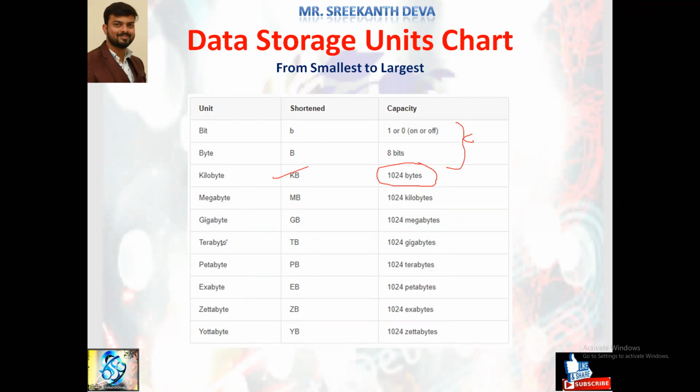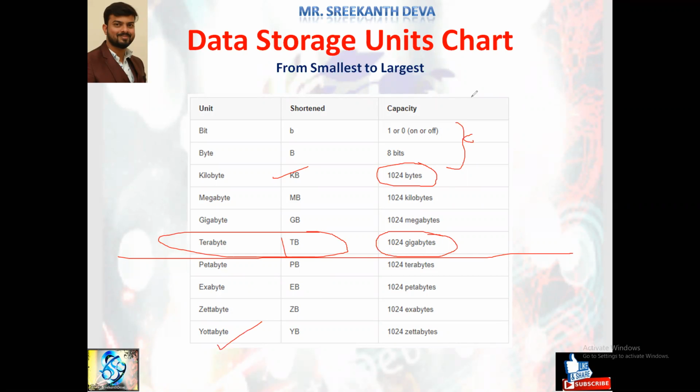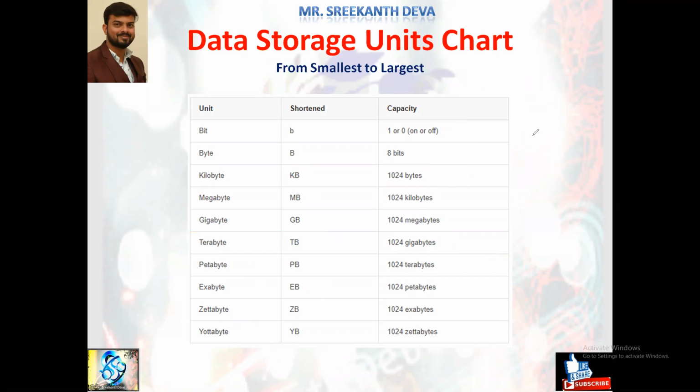In the real world at present, most users are familiar up to terabytes, because 1 terabyte and 2 terabyte internal and external hard disks are available in the market. 1024 gigabytes represents what? 1 terabyte. Like that we can store that much huge memory. Up to yottabyte I discussed here. I hope you are clear about this data storage unit chart. Up to yottabyte is more than enough.